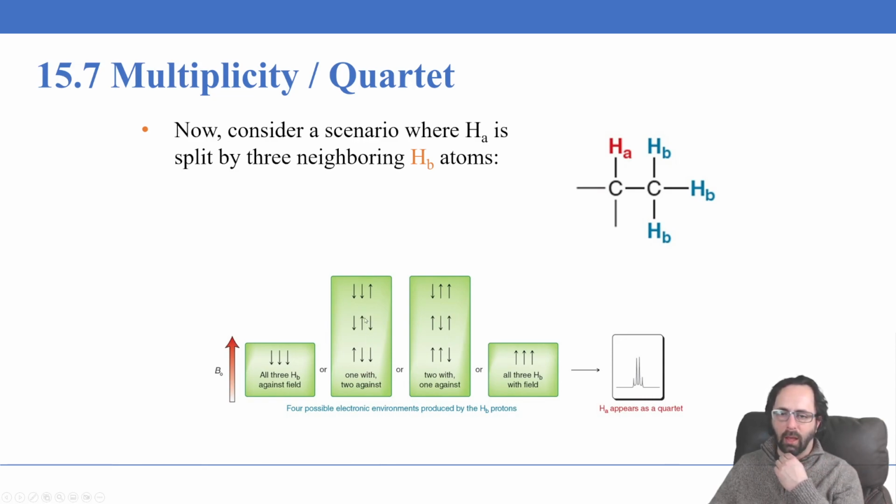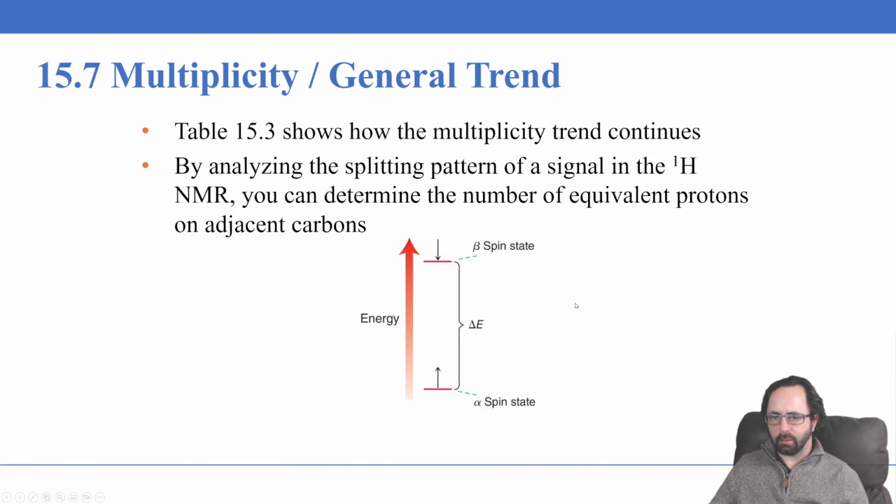And likewise, we have two with and one against. So this is 1 with the field, 2 against, and we have 3 different ways of having 2 with the field and 1 against. And so then you get these for this quartet that arises, and it looks like a 1 to 3 to 3 to 1 ratio. So this multiplicity trend continues, and you can have more and more peaks.